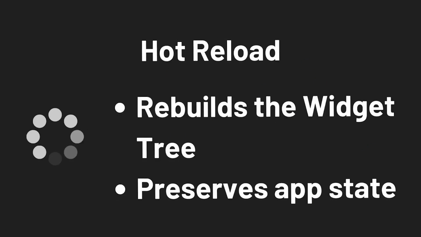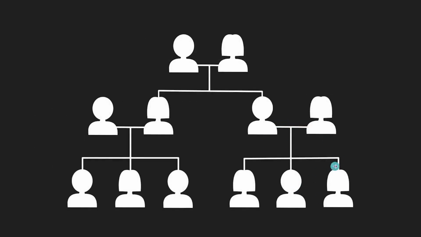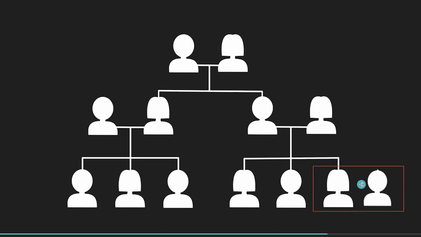During a hot reload, it also preserves the app state. So if we go back to our family tree example, let's say this person's birth year is 1996. If they get married, maybe their name changes, this whole section gets updated, but their state, in this example, their birth year, stays exactly the same.